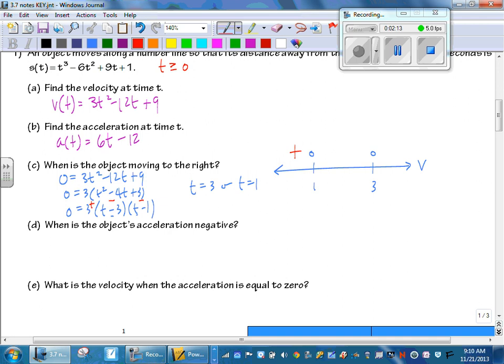Wait, so you don't plug it back into the original? No, because what are we looking at? This is a number line for the velocity. So I want to know what's going on with the velocity.